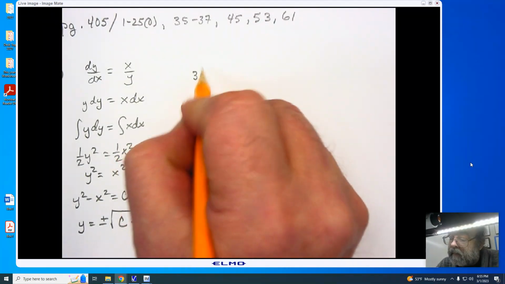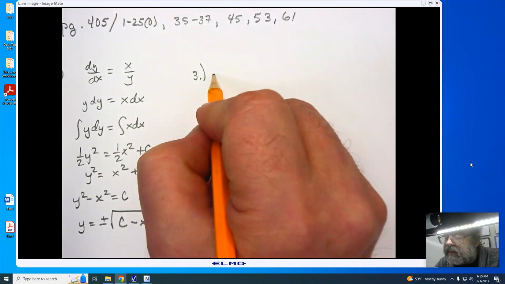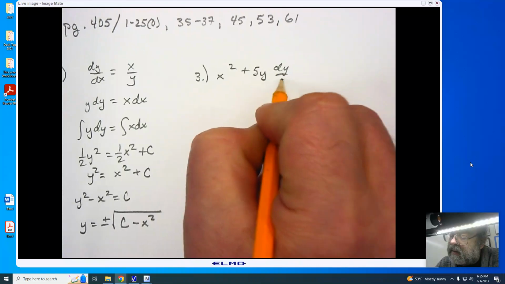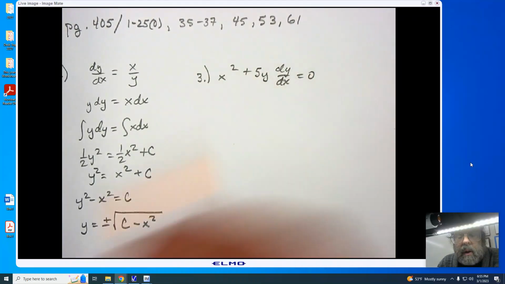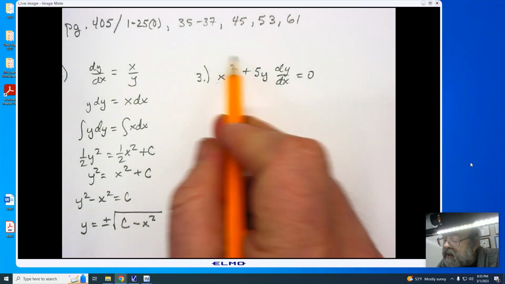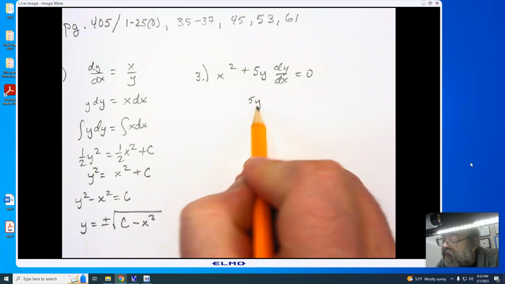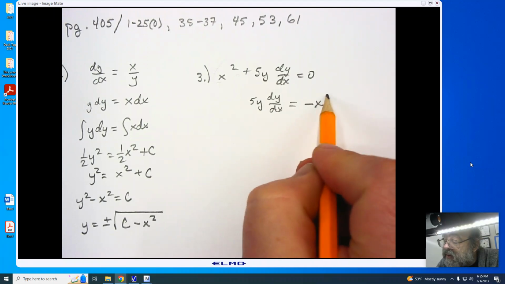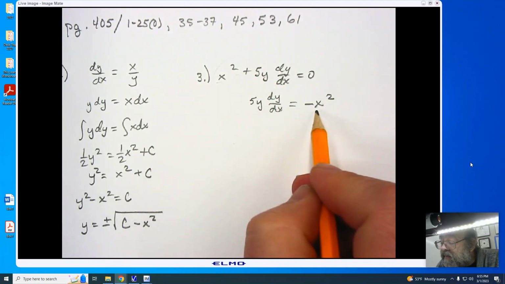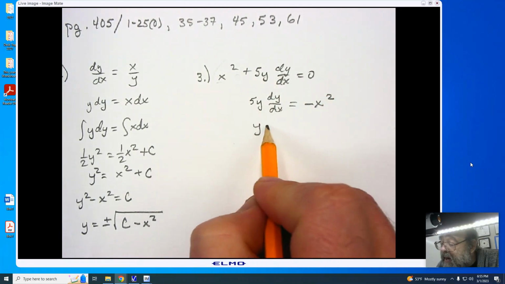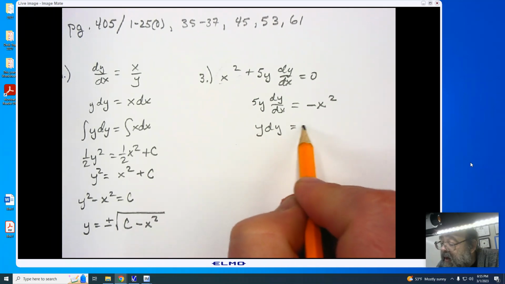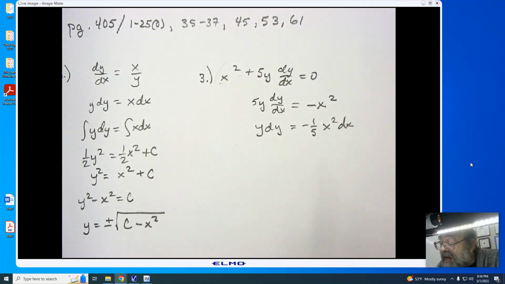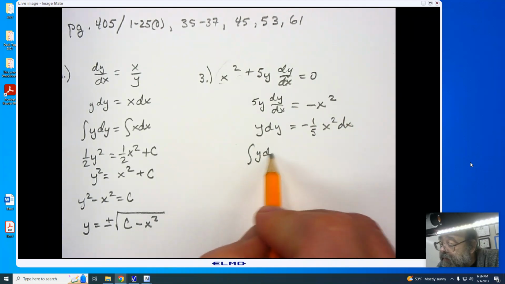Number 3. Number 3 is asking us to take x squared plus 5y dy/dx equaling 0. Now what you want to do is move this piece over so that you have 5y dy/dx is equal to negative x squared. Now, I like to divide by the 5 so that I have my dy all by itself. It gives me y dy equals negative 1/5 x squared dx, and that's what I prefer to work with.